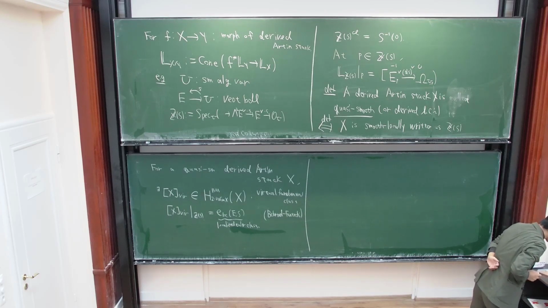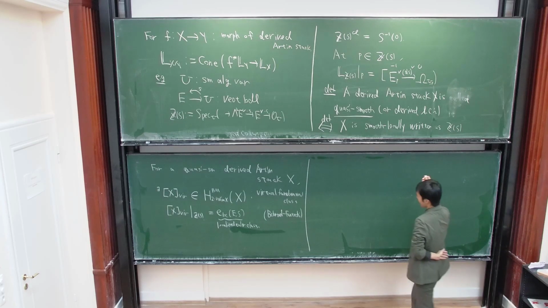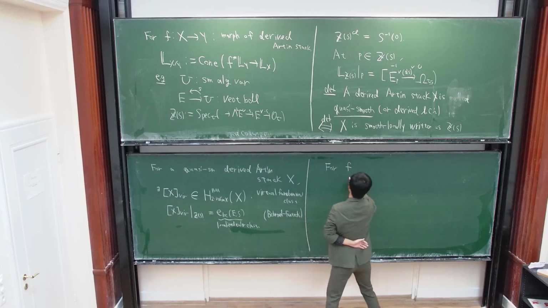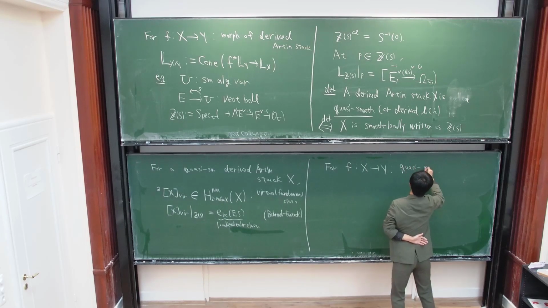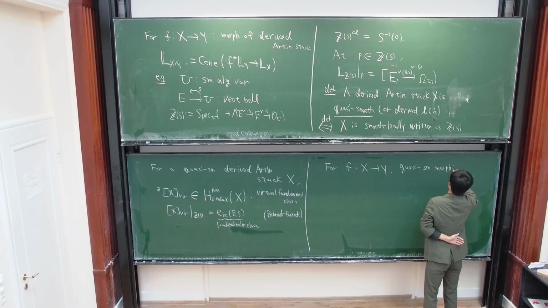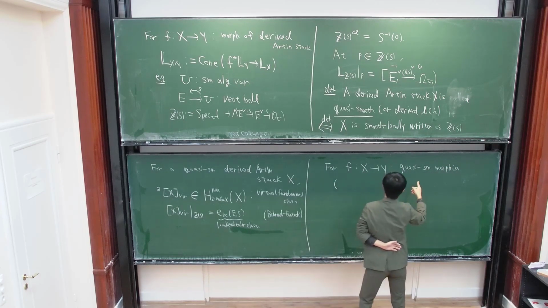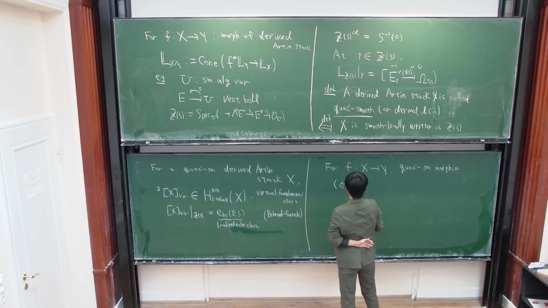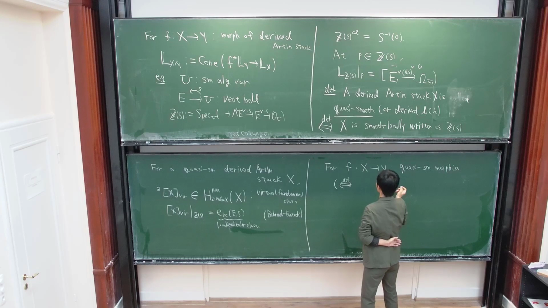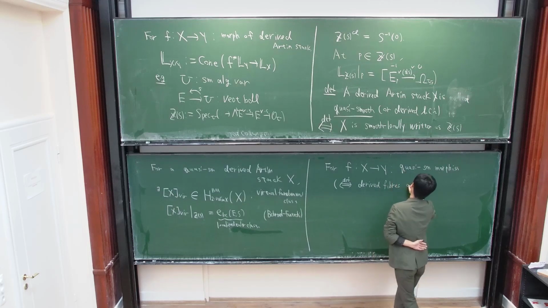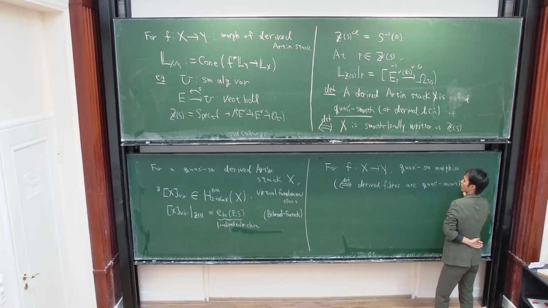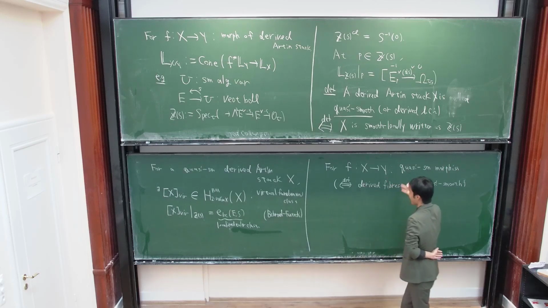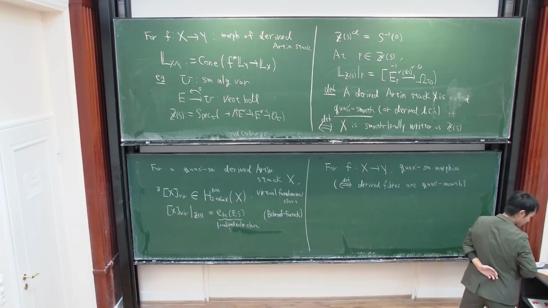And for later application, let me introduce a relative version of the virtual fundamental class. If we are given a quasi-smooth morphism, here the quasi-smoothness of the morphism is equivalent to saying each derived fiber is quasi-smooth. The derived fiber is a canonical derived enhancement of the fiber with the map. Yeah? Okay.